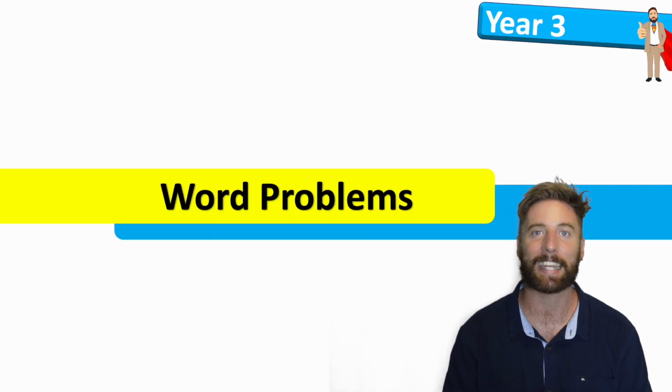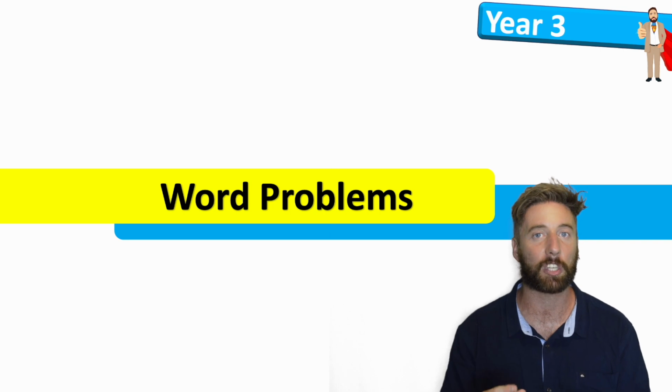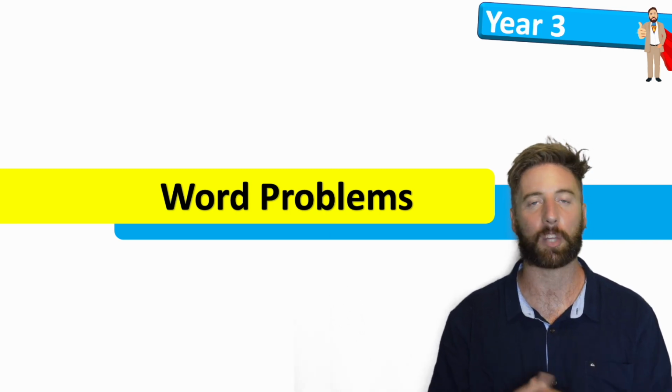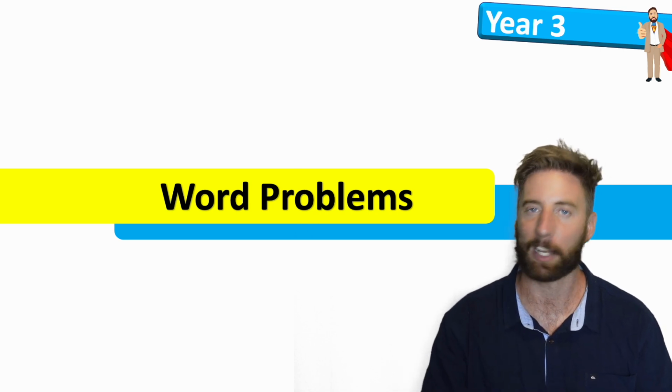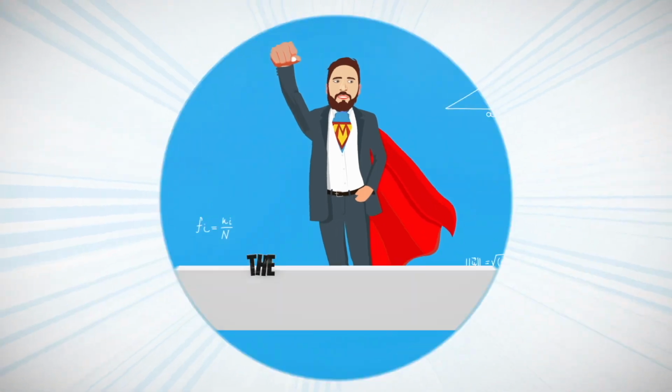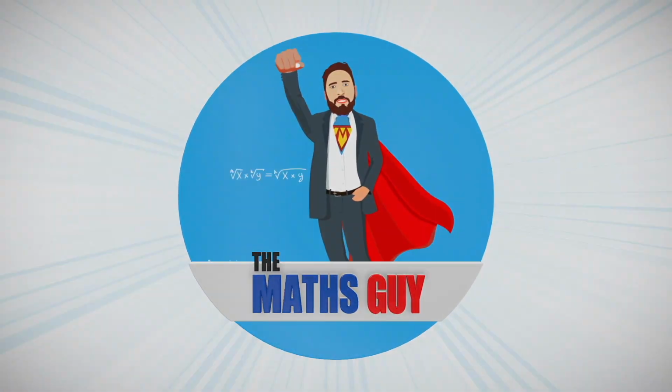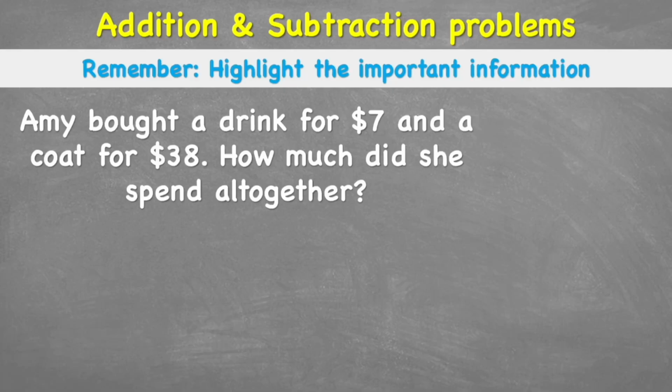Awesome, we're nearly there. Our last lesson is to now look at how we can apply our addition and subtraction knowledge into word problems. And we're going to learn any little tricks that we can to help us master these word problems. Let's jump into them. Let's go. So our first major tip and the thing to remember with this lesson is that we're going to try to highlight the important information within our question.